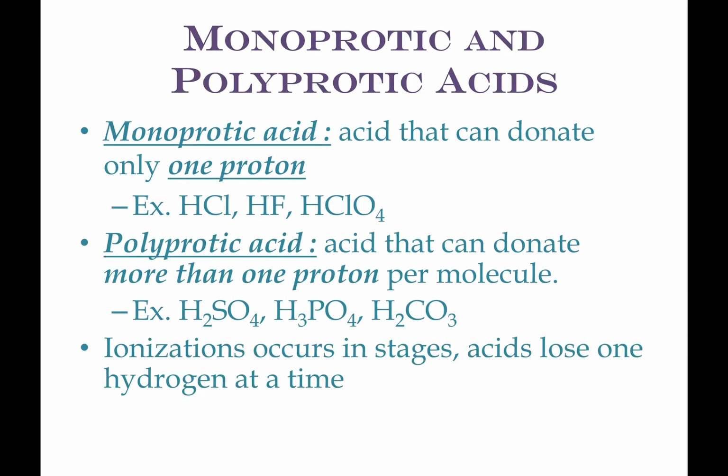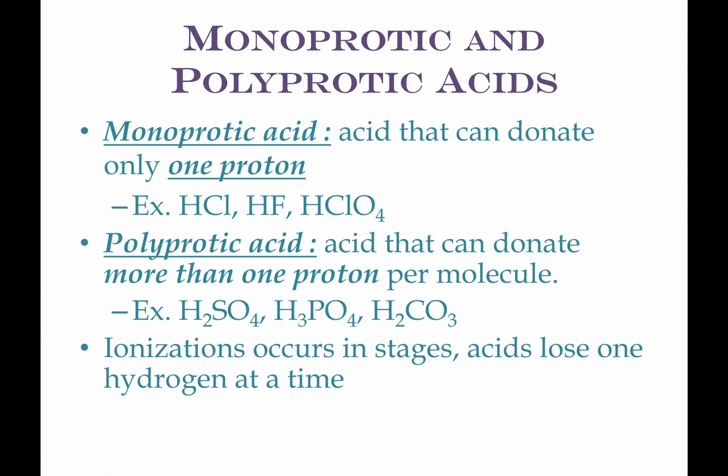There are different types of acids. Monoprotic, meaning it can only donate one hydrogen, and polyprotic, because we can have diprotic and triprotic acids. So monoprotic, we only have one hydrogen here, here, and here, meaning they can only donate one hydrogen. Let me just start this slide over.